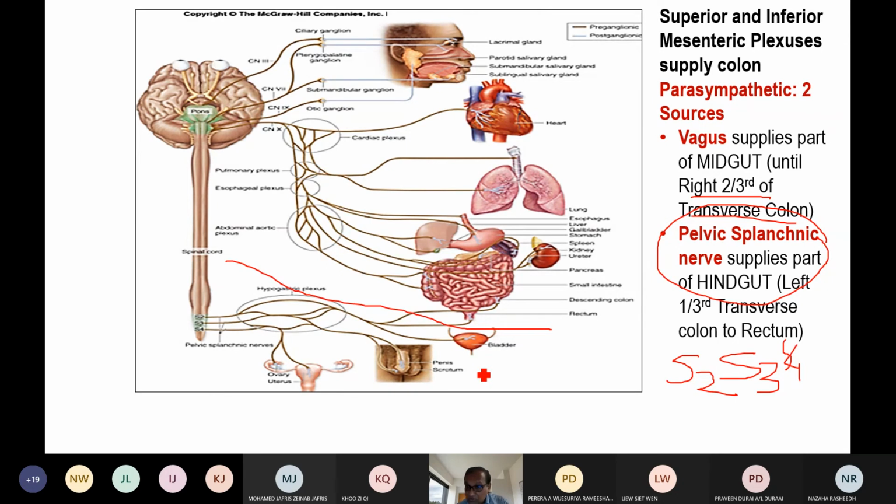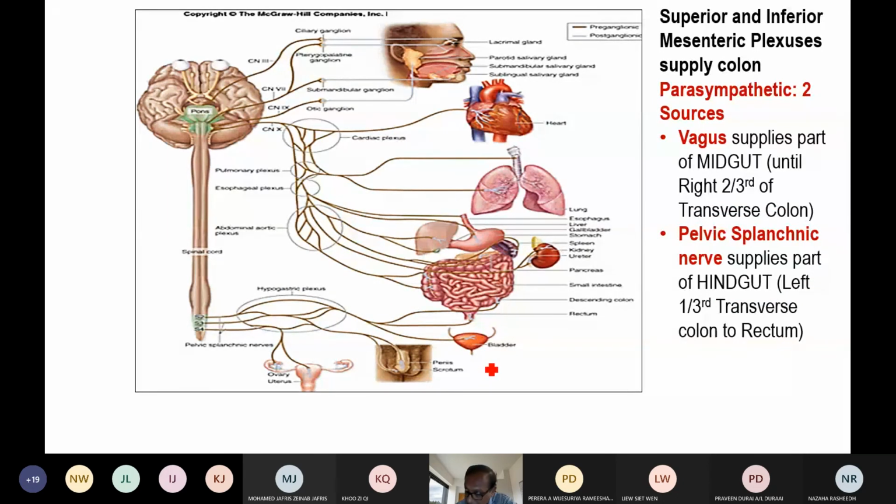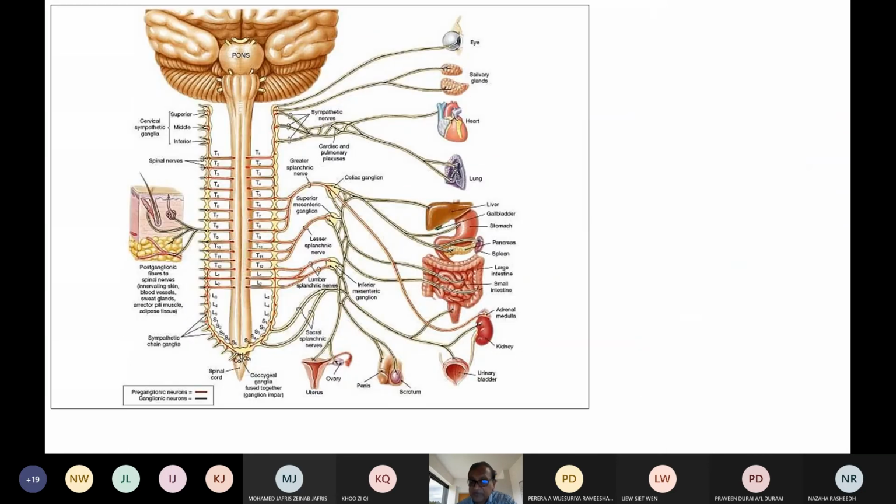So the urinary bladder is also supplied by the pelvic splanchnic nerve. For the lower part of our body, the lower abdomen and pelvis, there is another parasympathetic nerve. The name of the nerve is the pelvic splanchnic nerve.